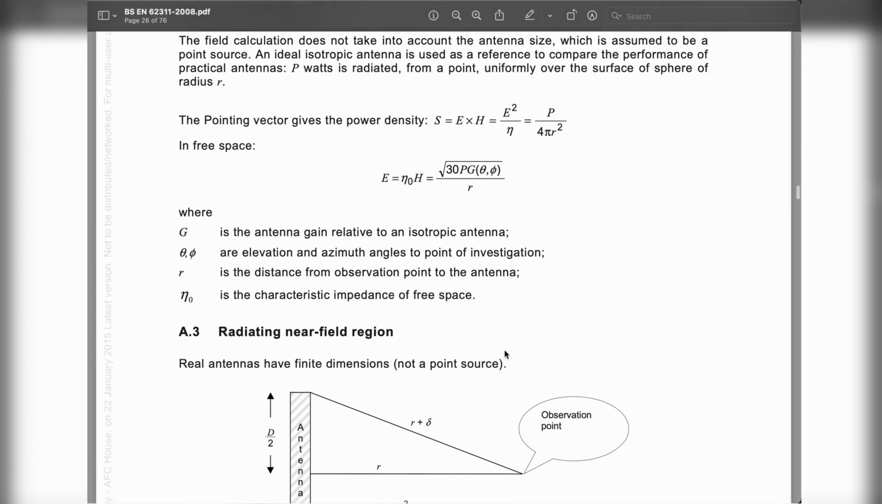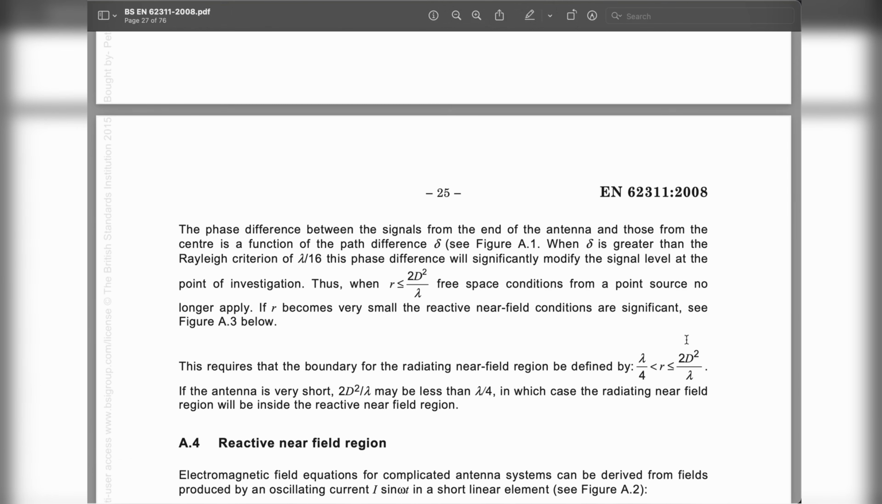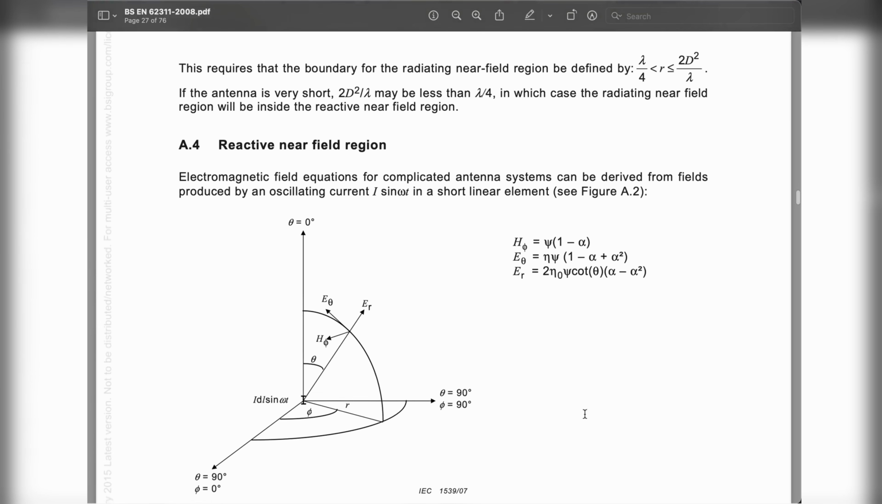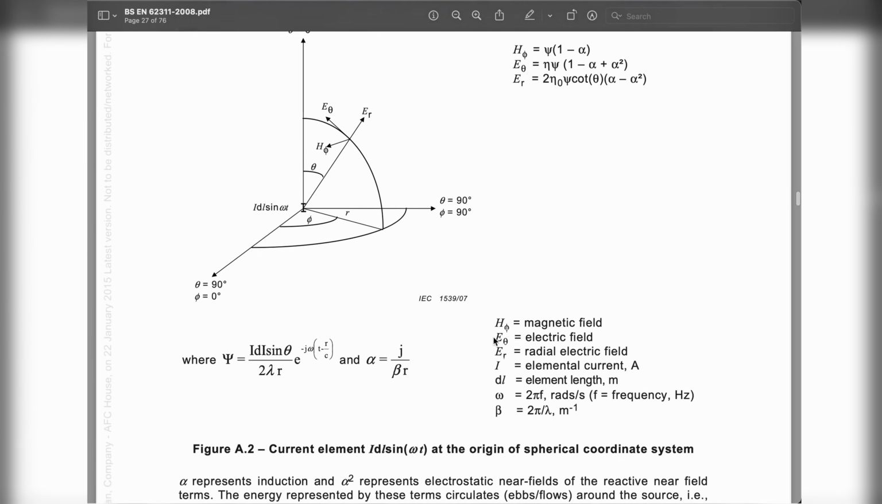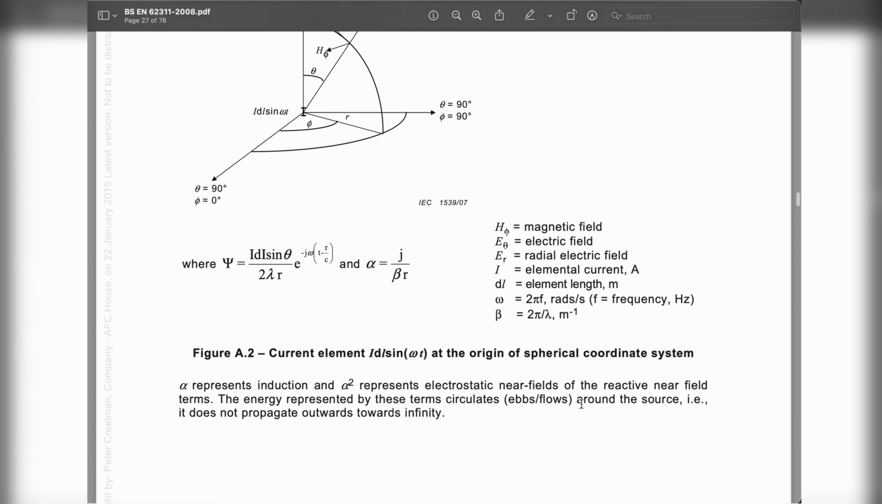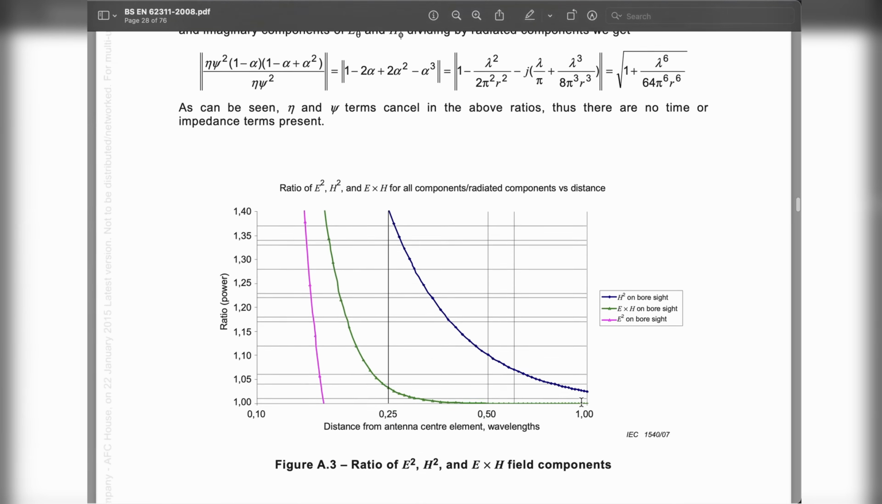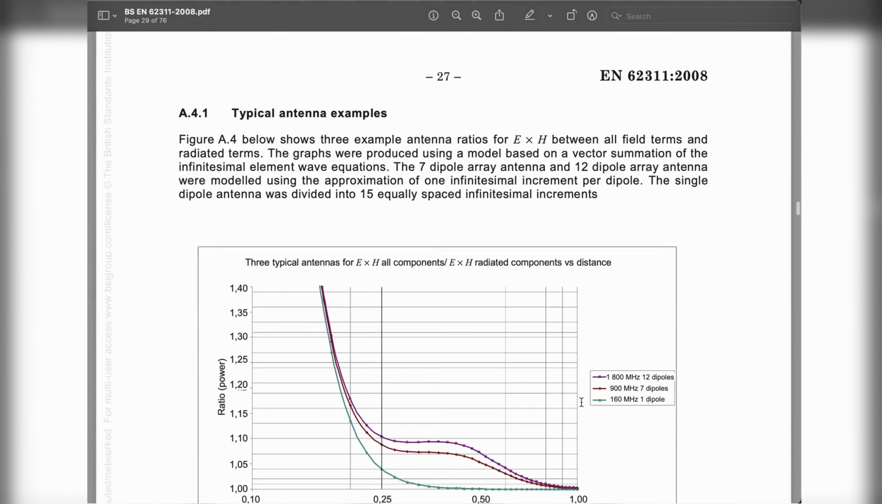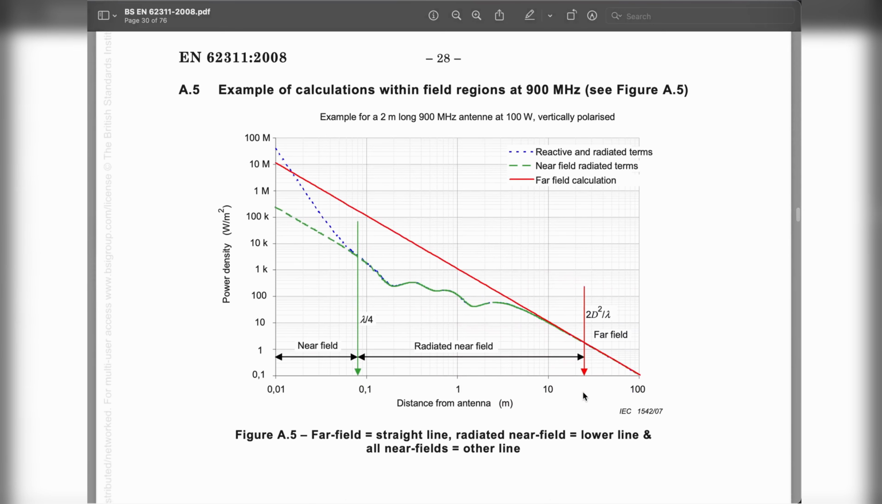Then if we scroll down, we will also see the definition of the radiating near field region, which is characterized by lambda over 4, and also the reactive near field region, which is less than lambda over 4. The reactive near field region is really quite challenging to calculate, but we don't normally need to do this kind of calculation. However, if you ever needed to, this standard is exactly where you will find what you need to do.